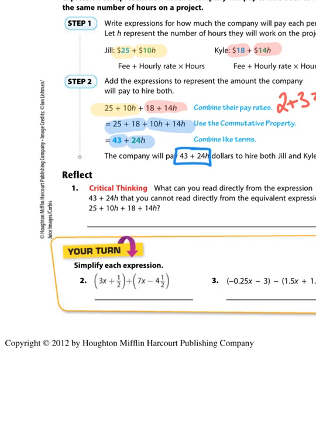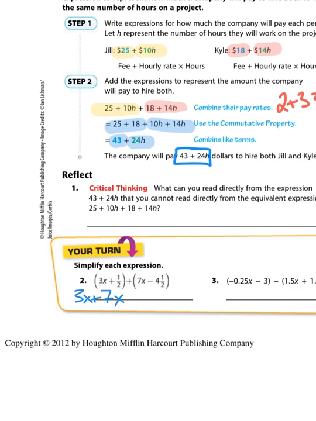All right, so number 2 has 3x plus 1/2 plus 7x minus 4.5. So the expressions are already combined. I'm adding them together. We're going to use the commutative property to move the like terms by the other like terms. So 3x and 7x are like terms because they both have x. So I'm going to move those by each other.